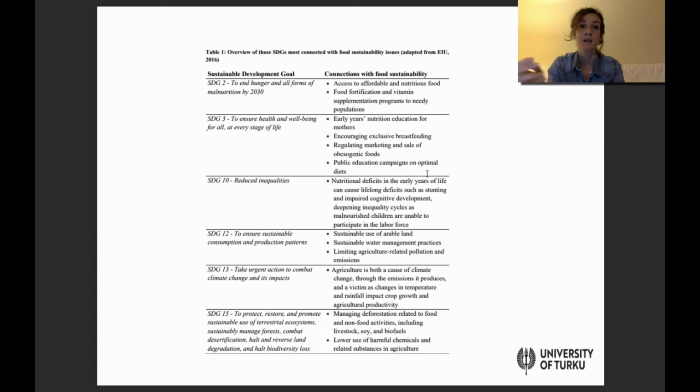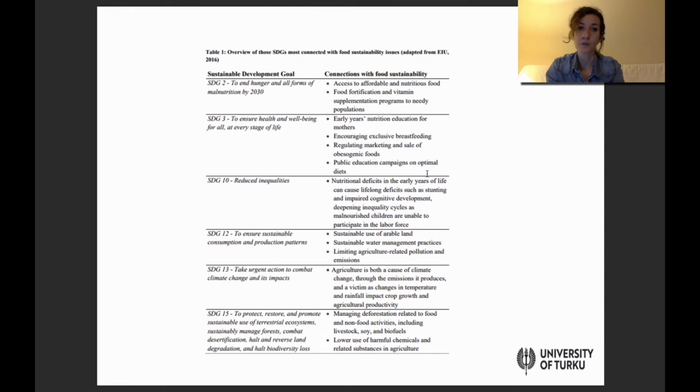So, for example, SDG number 2, which is to end hunger and all forms of malnutrition by 2030, can really be linked with food and with access to affordable, nutritious food, and with access to fortified food and vitamin supplements, for example. And in the same way, to ensure sustainable consumption and production patterns, which is SDG number 12, it can link very directly with the sustainable use of, for example, arable land and sustainable water management practices, etc. So some SDGs are very openly connected with food.